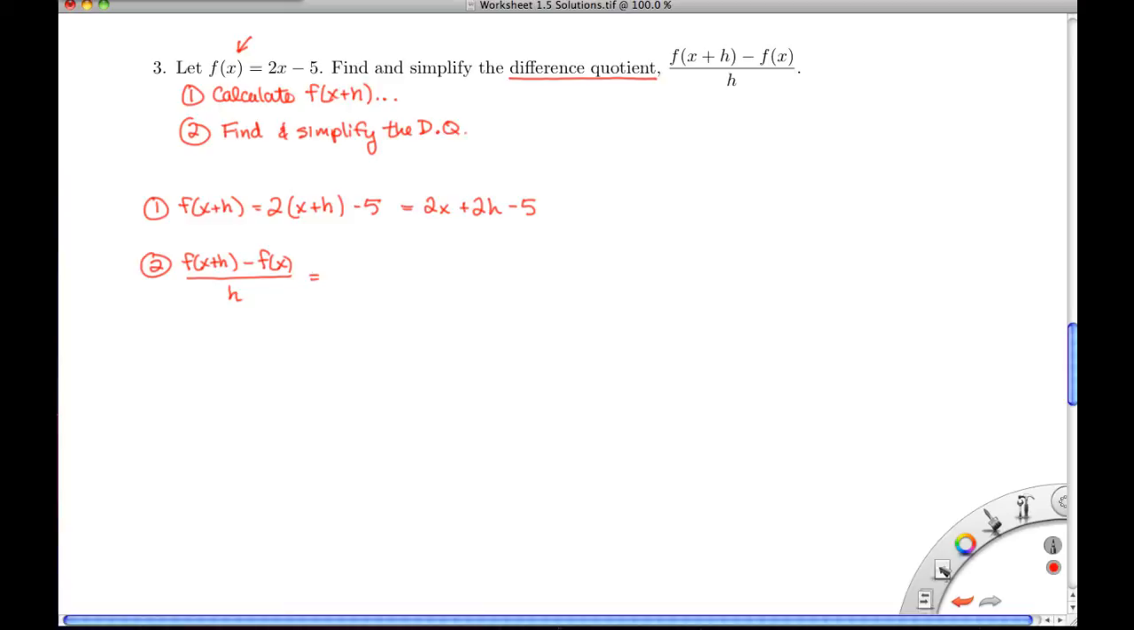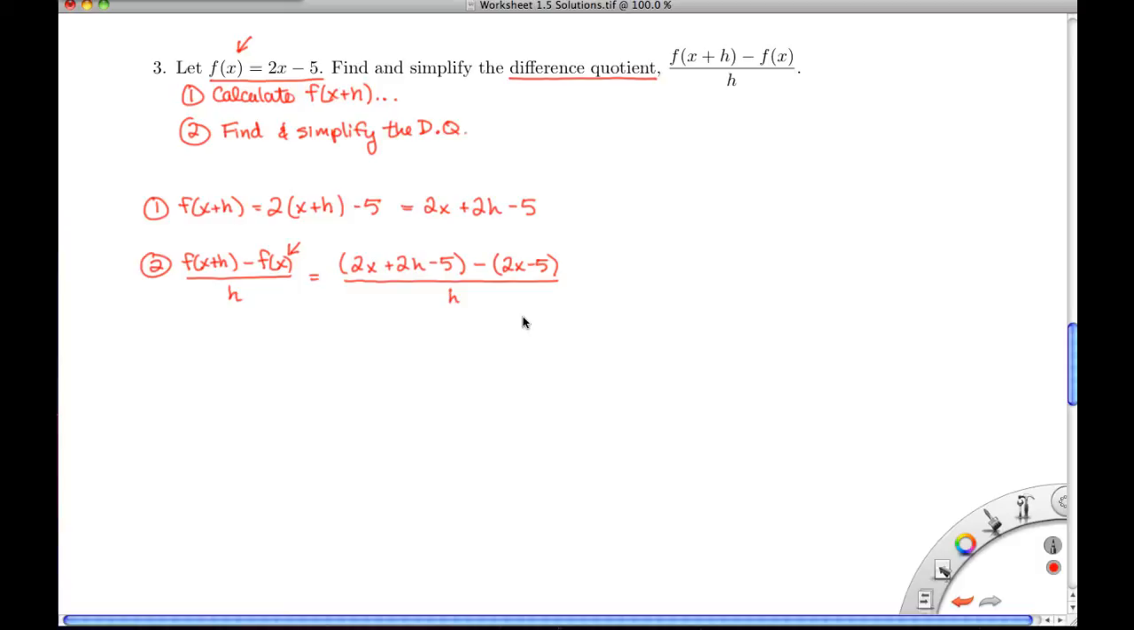So first thing we're going to do is plop in that f of x plus h we just calculated, which is 2x plus 2h minus 5. Now it tells us that we need to subtract f of x, and f of x we have up here. So now we can just subtract our original function, 2x minus 5, and then this is all over h.